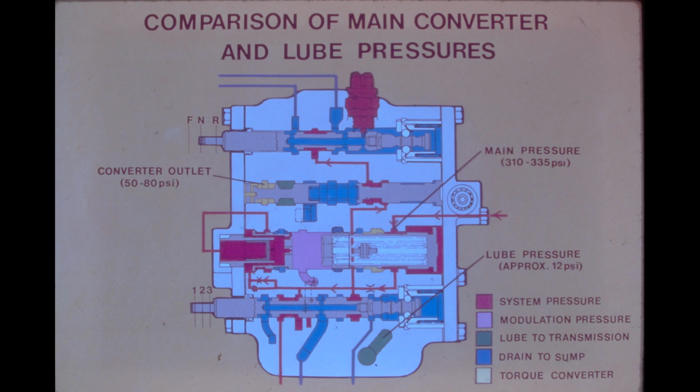A low converter outlet pressure, along with the normal main pressure reading, indicates converter leakage or a converter regulator spool stuck fully open. Both of these conditions would result in a low lube pressure reading. Converter leakage would reduce the oil supply before it reached the regulator valve. A valve that is bound in the open position would cause oil to drain to the sump instead of flowing onto the clutch packs for lube.